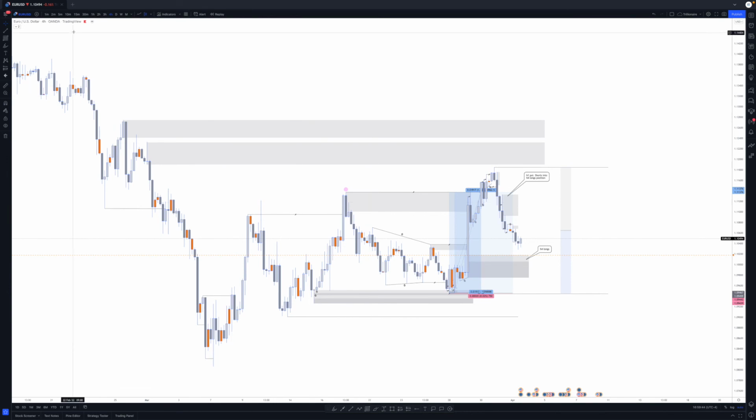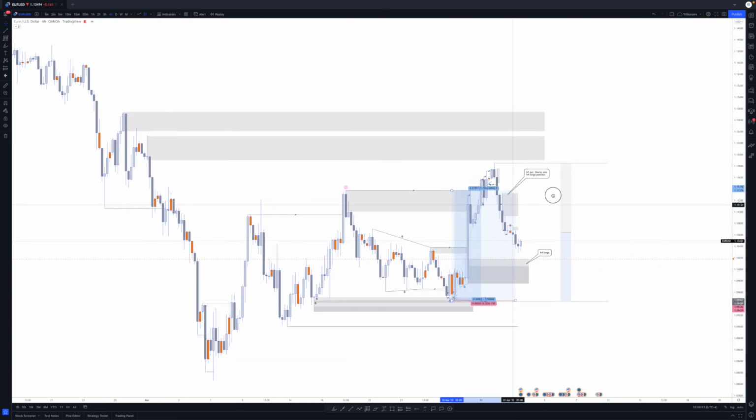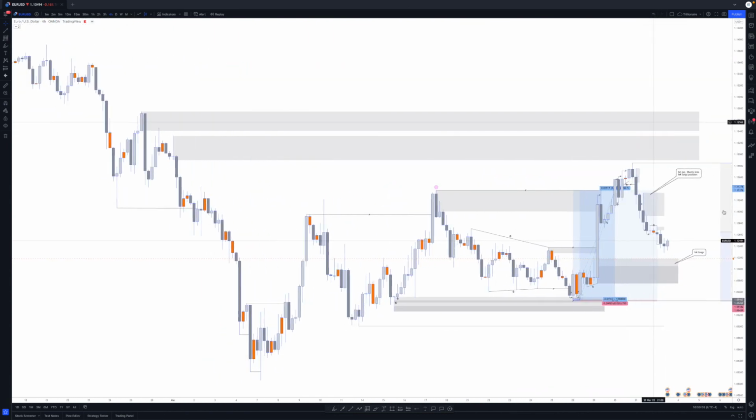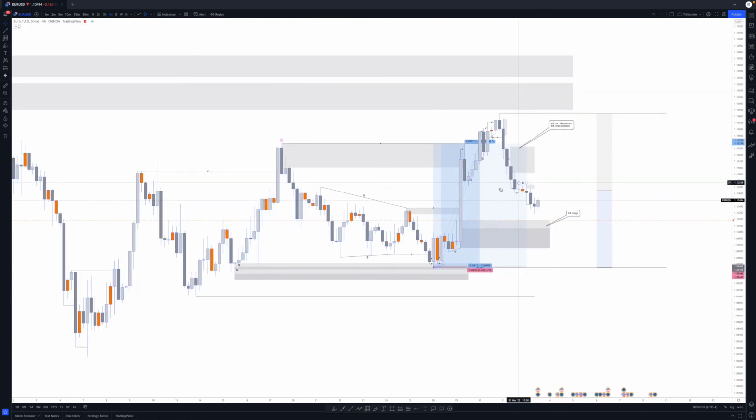So remember, everyone who has access to the institutional trading course, or everyone who is a part of the mentorship program, just using the rules within the course to the T, you were able to produce these types of results right here. Absolutely phenomenal, absolutely amazing, right?